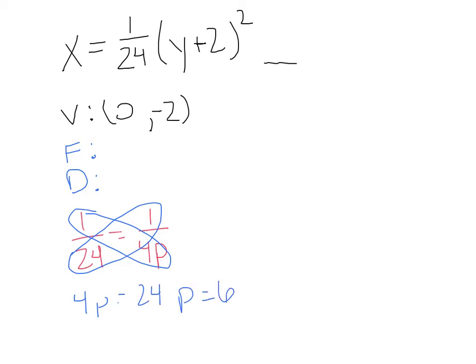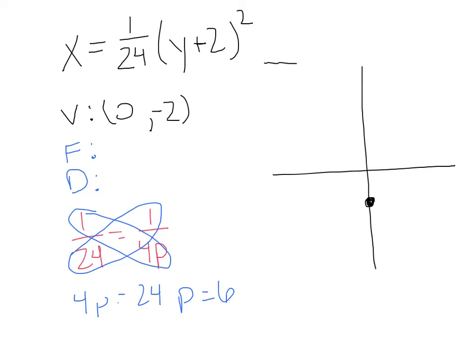Remember, this is the distance from the directrix to the vertex, and the vertex to the focus. It always helps me to look at this on a graph. If you can do it in your head, no problems. But we know the vertex is at (0, -2). I'm going to put a point somewhere down there.